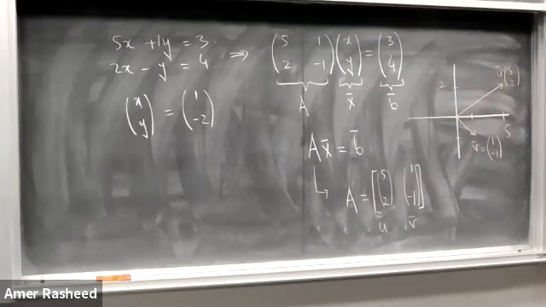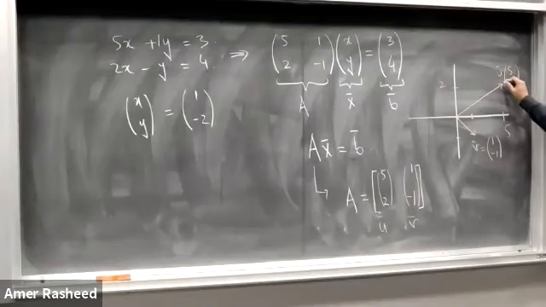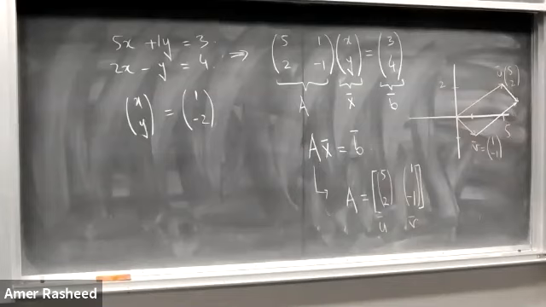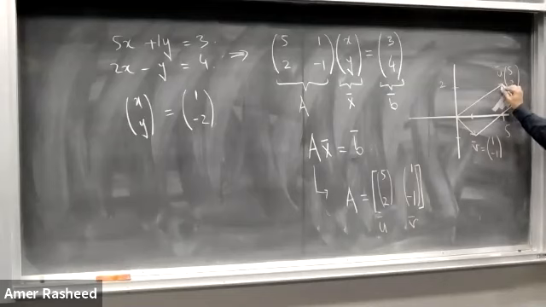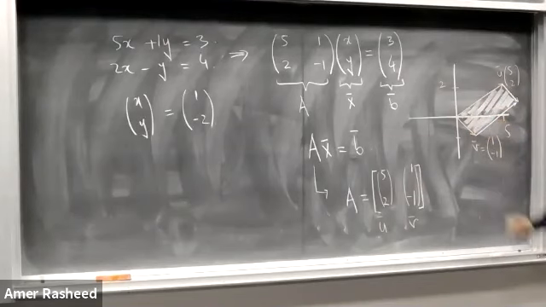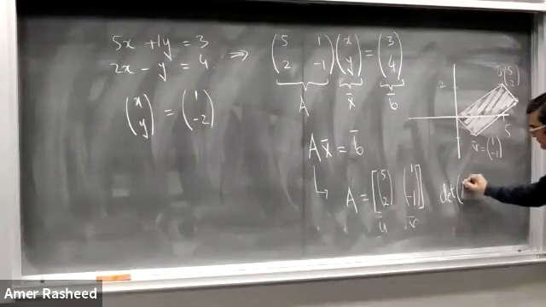If we try to make a parallelogram using these two vectors, how can we make a parallelogram? This one here and this one here. This will be a parallelogram. Now, this parallelogram has an area. What will be the area of this parallelogram? It will be the determinant of this matrix A.